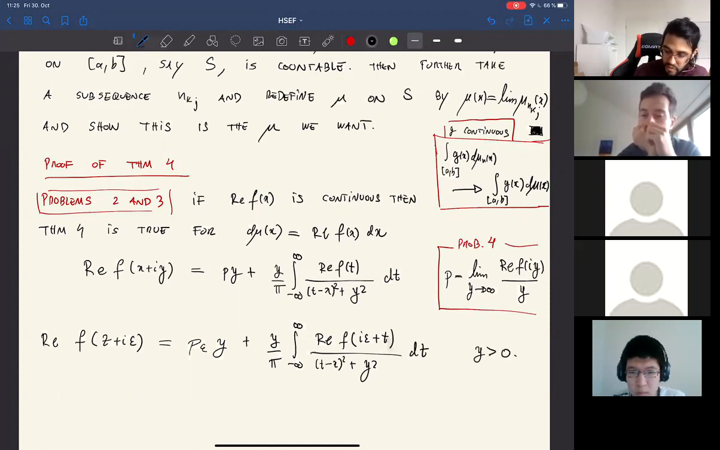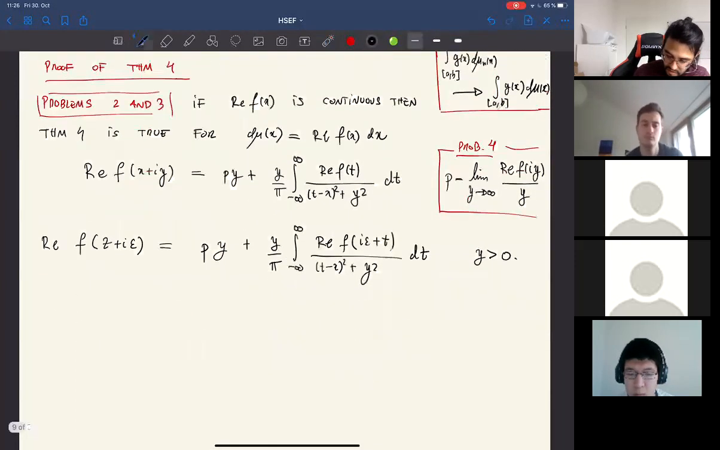But by problem 4, I do know how to compute this p epsilon, it would be this limit, but with this guy replaced by iy plus i epsilon. But then if you realize, it will be the same limit, because I could just add epsilon here and then multiply and divide by y plus epsilon, the limit will be exactly the same. So this p here actually does not depend on epsilon because of problem 4. So this is just some number p.